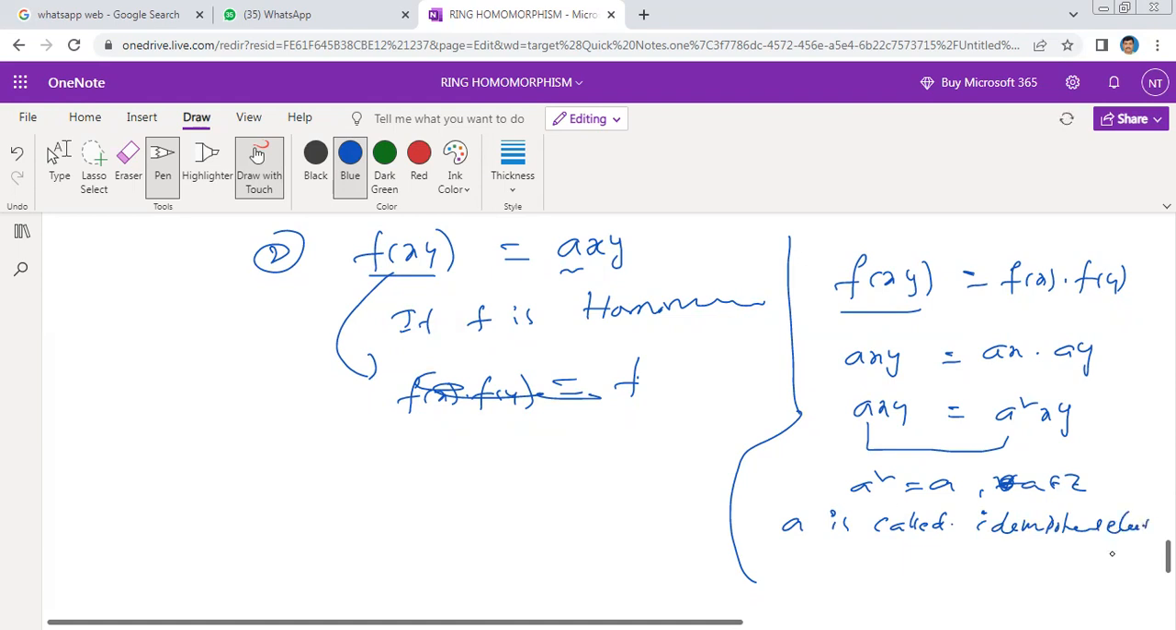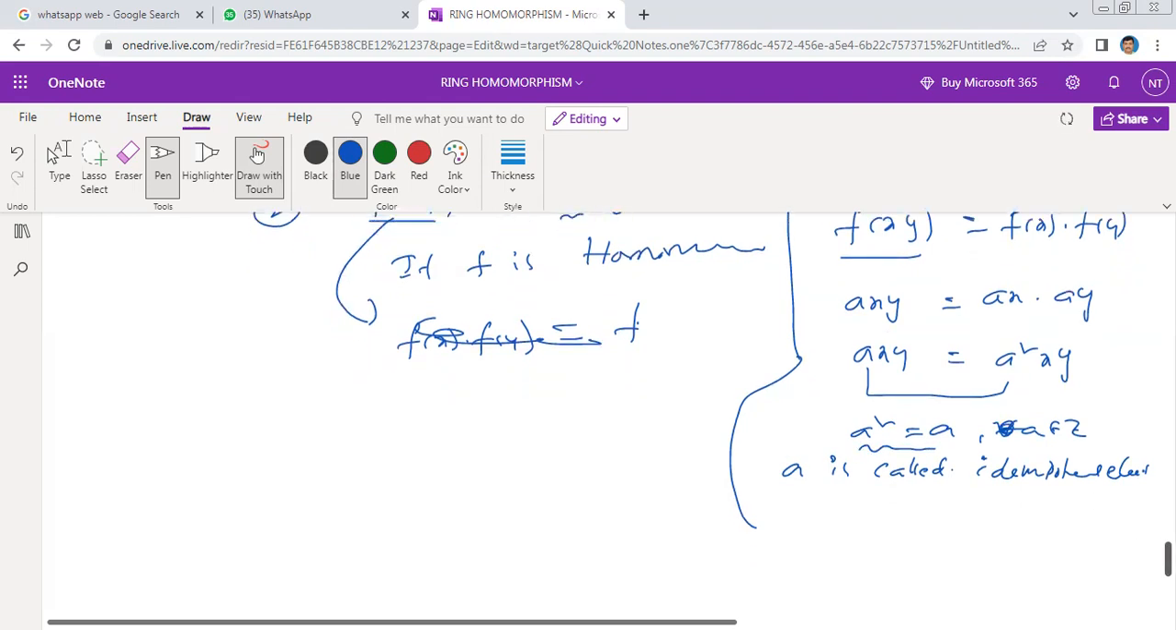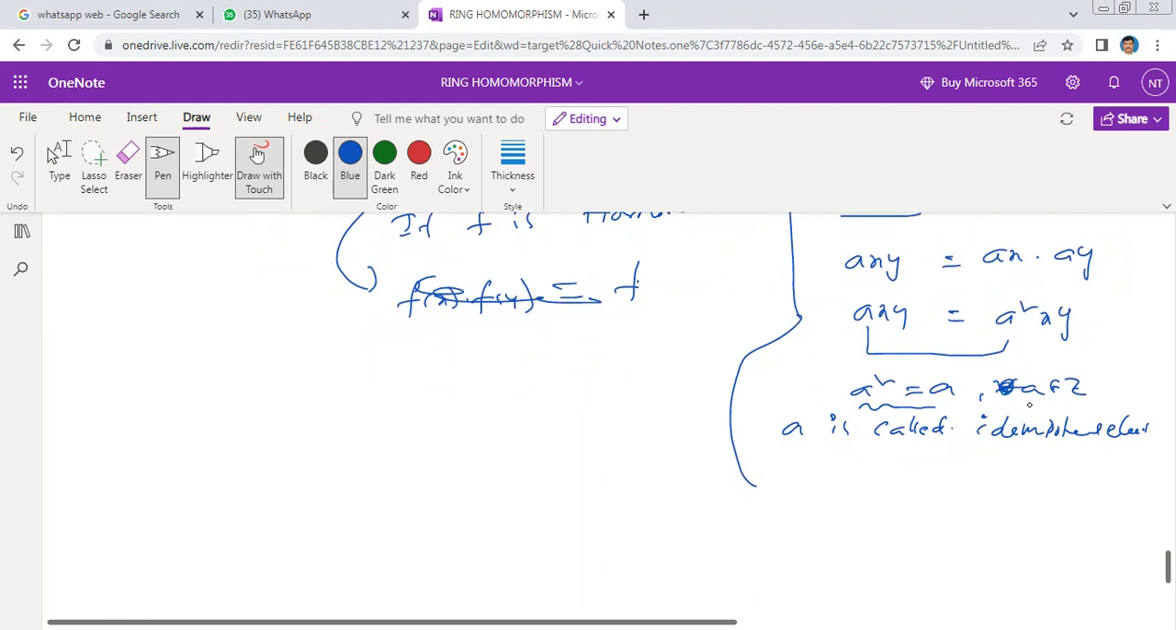A is called an idempotent element. In Z, how many elements are satisfying this condition? How many idempotent elements are there in Z?